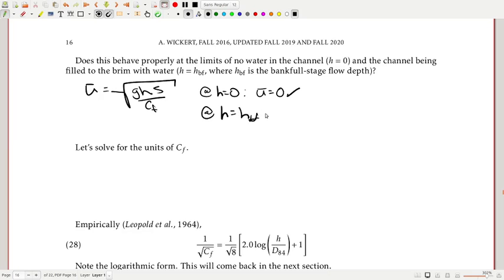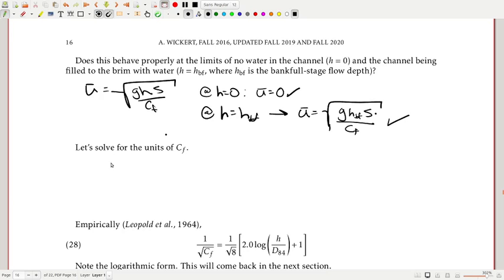So when h is equal to this deepest depth, then we have u bar equals square root of g h_BF S over the Chezy, the Darcy-Weisbach friction coefficient. And this Darcy-Weisbach coefficient in the denominator is just a constant, or is a coefficient that might vary somewhat. We're going to see that down here. And so what we essentially get is that when we have these deepest flow depths, we then also have the highest velocity. So that also checks out.